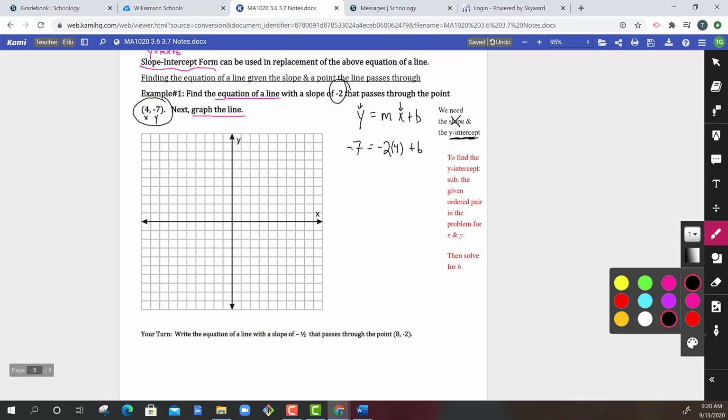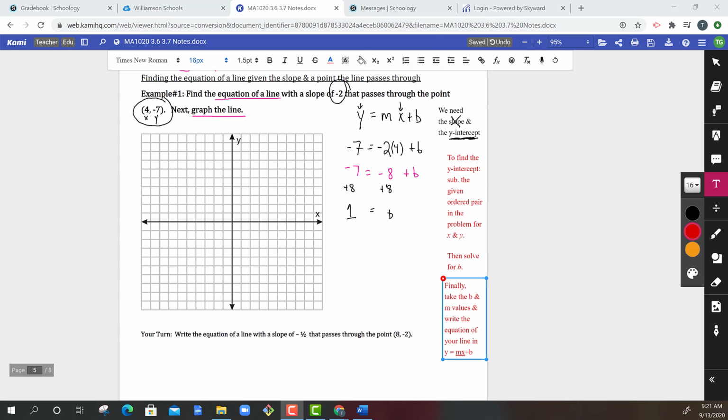And now we've got a pretty simple equation with just a single variable b in it. So -2 times 4 is -8. Add 8 to both sides to solve for b. -7 plus 8, b equals 1.